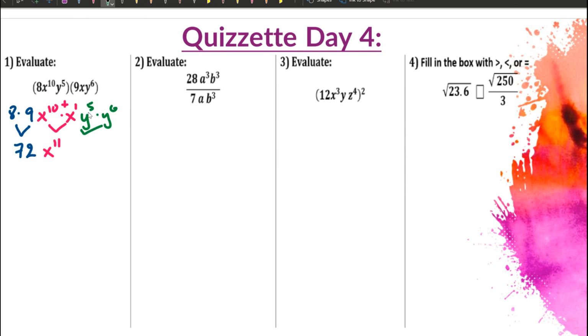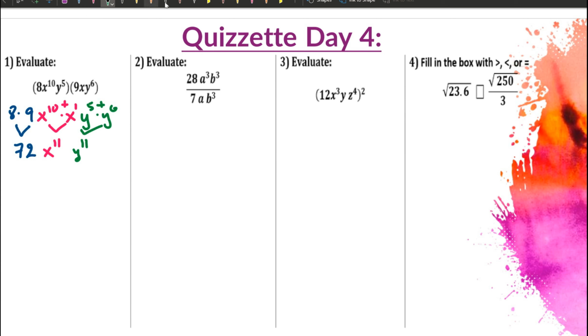Same thing for the y. Y to the 5th power is y times y times y, 5 times. Y to the 6th power is y times y times y, 6 times. So the total is y to the 11th power. Or we can use the product rule by adding the powers. 5 plus 6 is 11. All right, that's it for number 1.